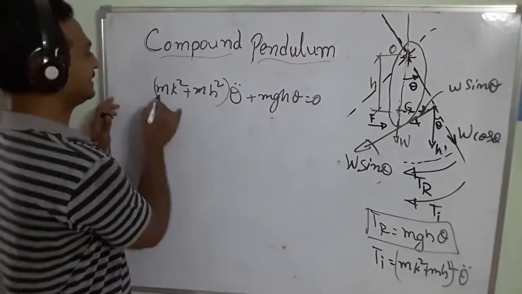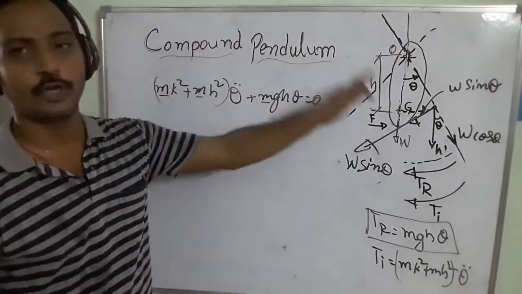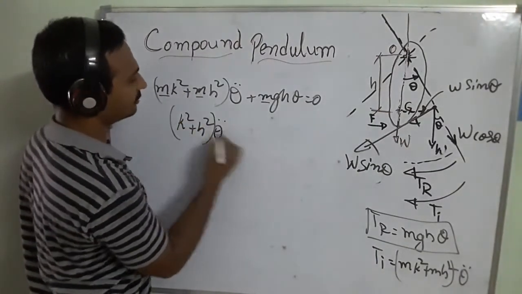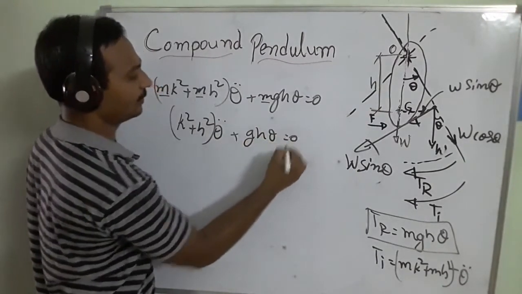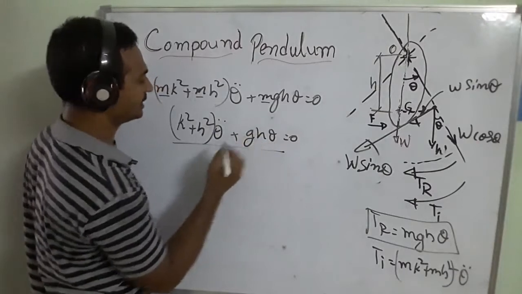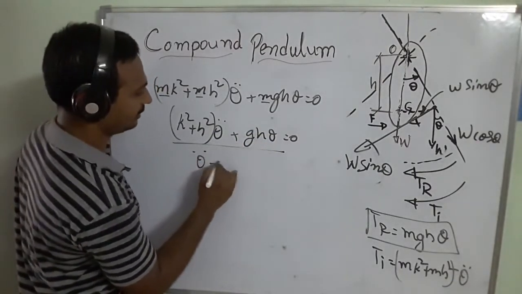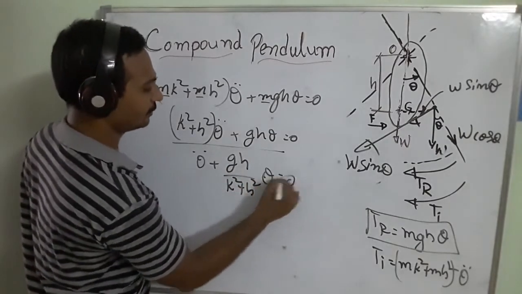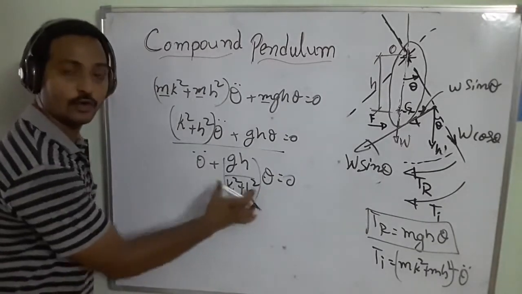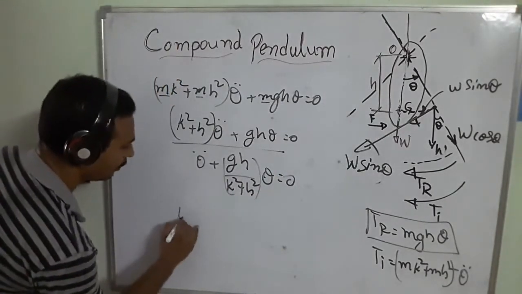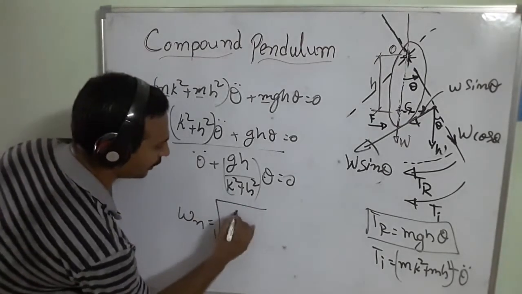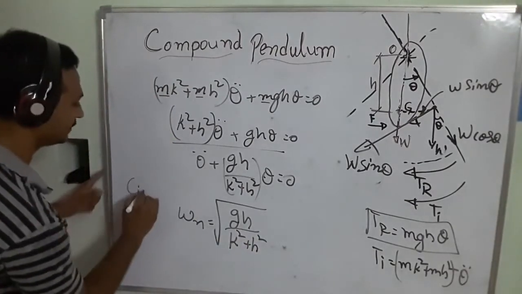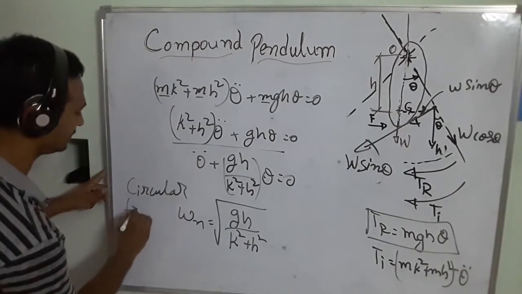As we know, in this case m is the common term that I am going to take to the right side. So then what I am getting here is k square plus h square, into acceleration, plus g h theta equal to 0. From this equation of motion, theta acceleration plus g h by k square plus h square into theta is equal to 0. This parameter is the circular frequency, omega n. The omega n is equal to the square root of gh by k square plus h square. So this is the circular frequency.